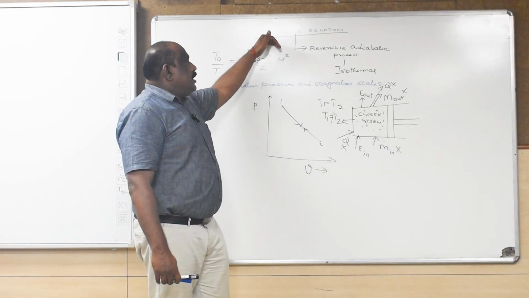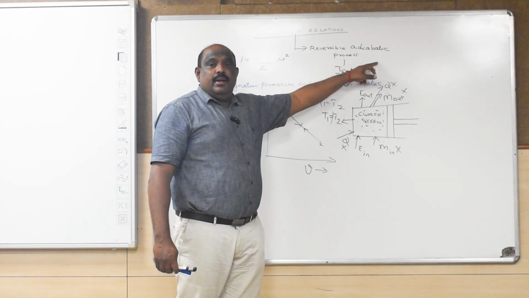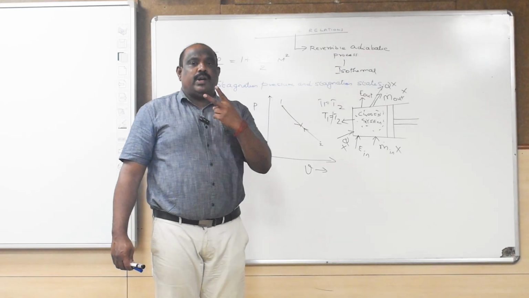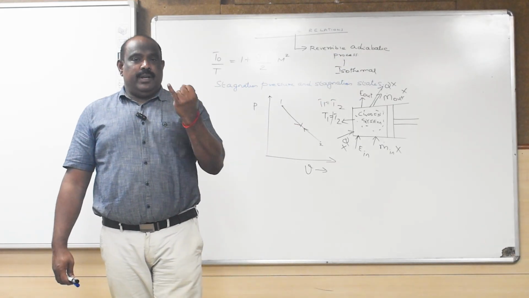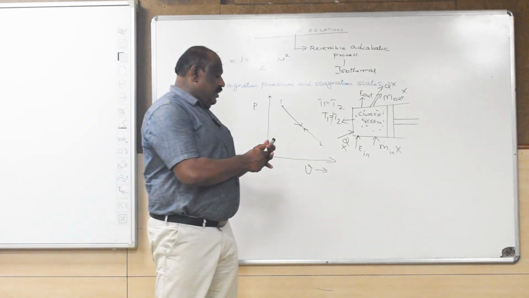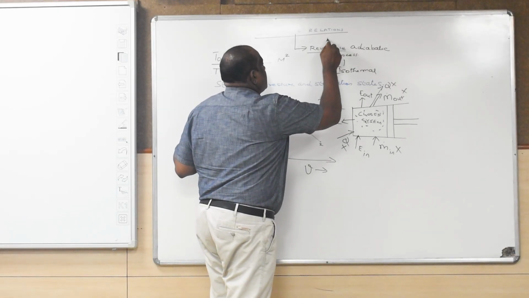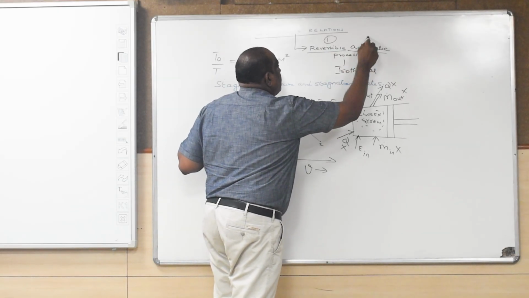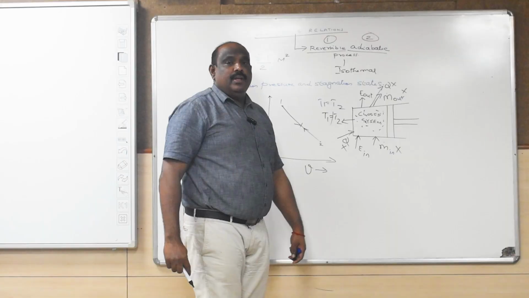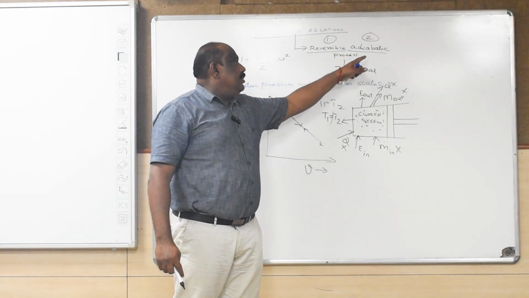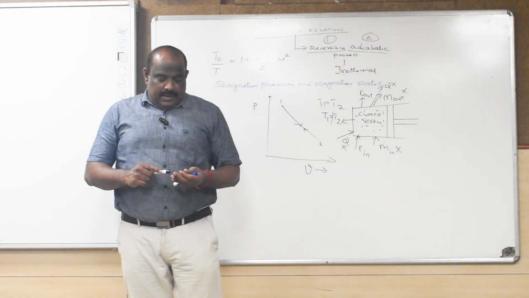But for an isentropic process, it should not only be adiabatic, but also reversible. So what are the two conditions that should be satisfied for isentropic? One is adiabatic. The second thing is reversible. You have to study these as separate terms. So we have to satisfy both. It should be both adiabatic as well as reversible.